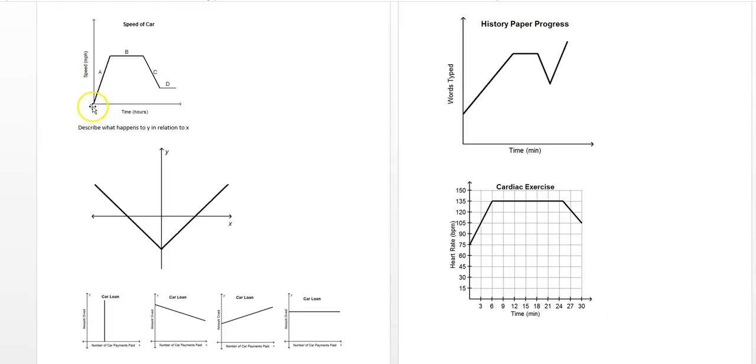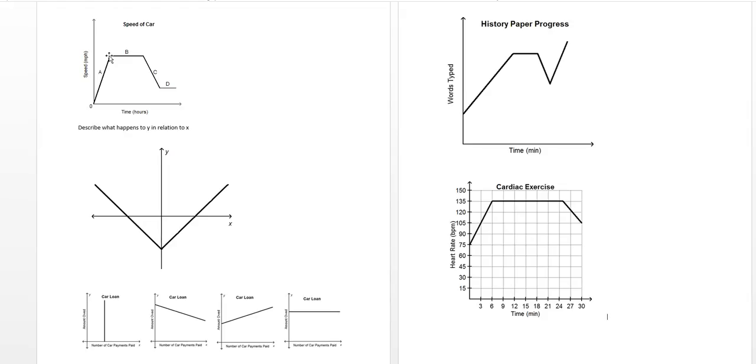Looks like we start at time 0 and speed 0, so we start with the car stopped. Then the person driving the car pushes down the accelerator and it starts to speed up. So as time goes by, the speed is increasing, increasing, increasing to here. So during segment A, the entire time, the speed is increasing.